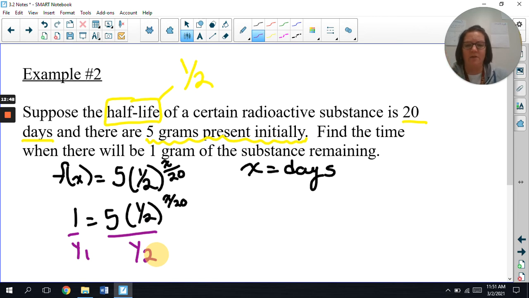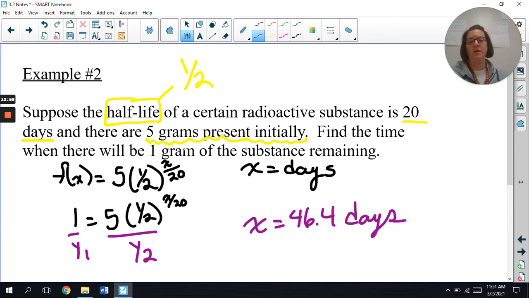So now we graph, and I found the answer: x is going to be 46.4 days. So it's going to get below 1 gram in that number of days, which is a little bit more than 2 half-lives. So it would take 2 half-lives for this to occur.